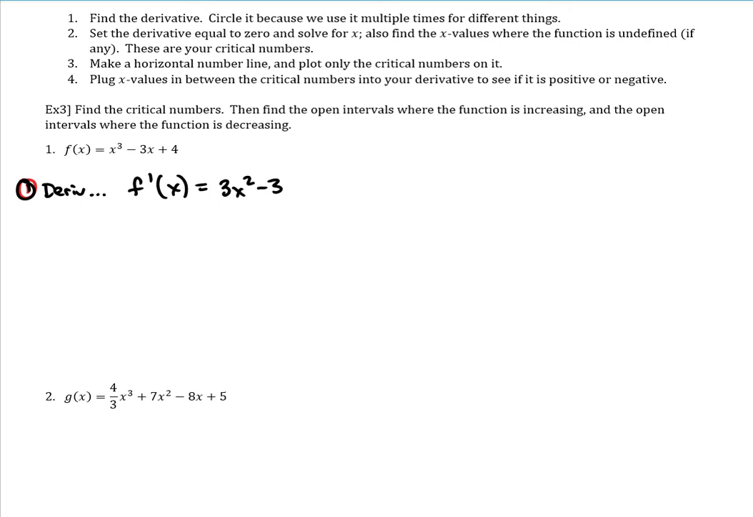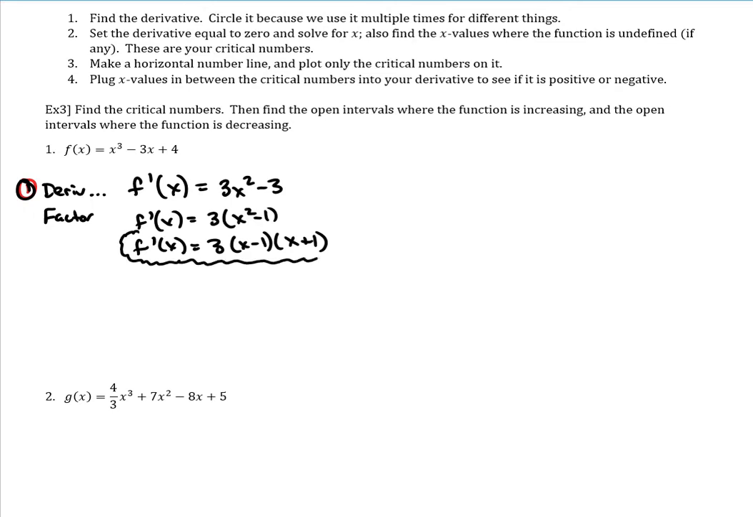And then once we have the derivative, it's usually best to factor it before anything else. So let's factor. Our f prime of x is 3 times x squared minus 1. And then notice this factors. So f prime of x is 3 times x minus 1 times x plus 1. This is going to be useful for us. I usually cloud it, because we're going to use this for other things, and it's a good way to view the reference.